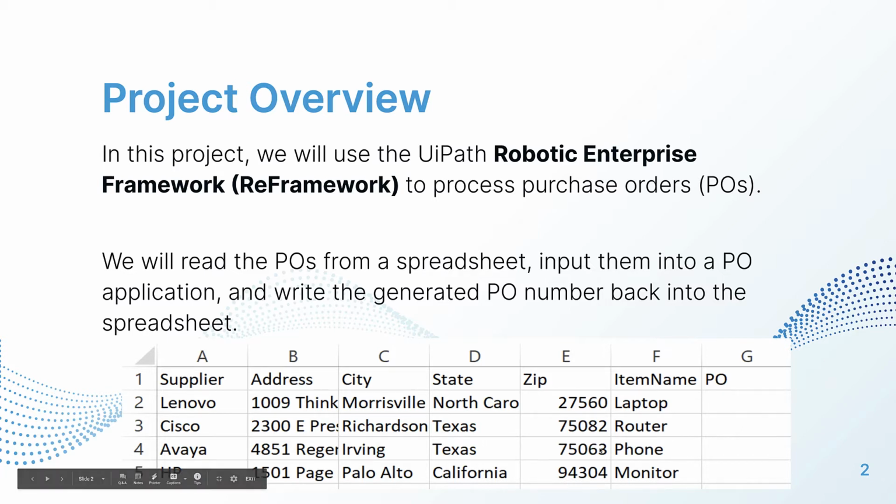We will configure an automation that can read the purchase orders from a spreadsheet, like shown here, and input the information into a purchase order application. After each purchase order is generated, there will be a purchase order number, or PO number, which we will use to update the spreadsheet.